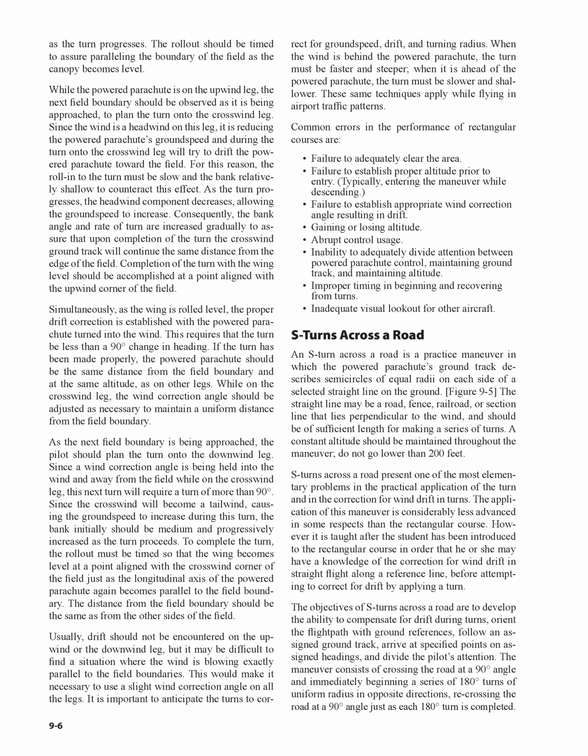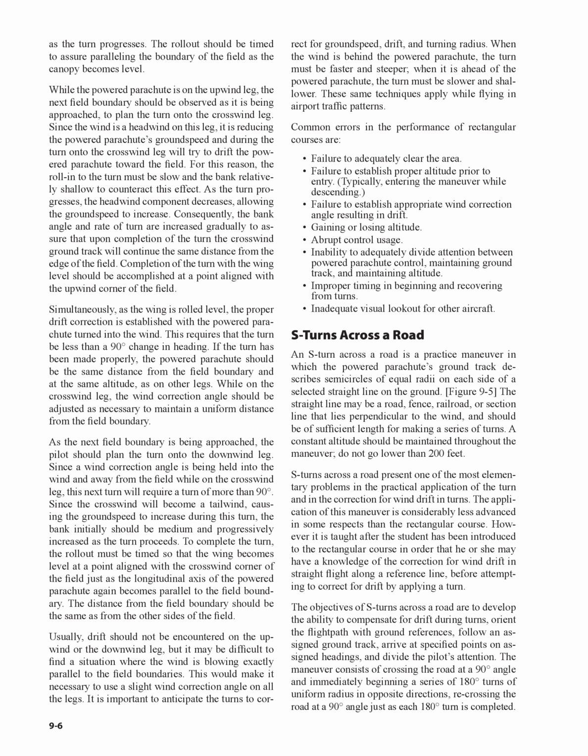the field boundary. As the next field boundary is being approached, the pilot should plan the turn onto the downwind leg. Since a wind correction angle is being held into the wind and away from the field while on the crosswind leg, this next turn will require a turn of more than 90 degrees. Since the crosswind will become a tailwind, causing the ground speed to increase during this turn, the bank initially should be medium and progressively increased as the turn proceeds.